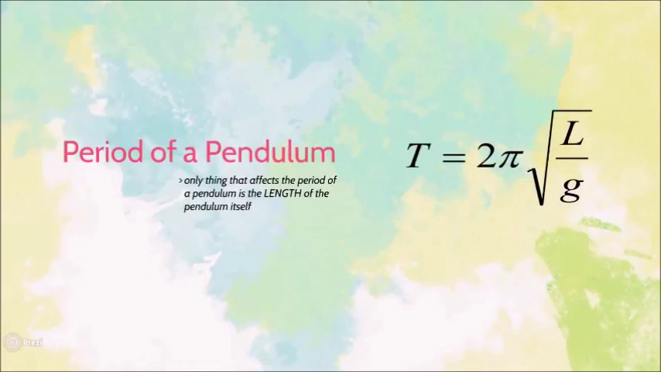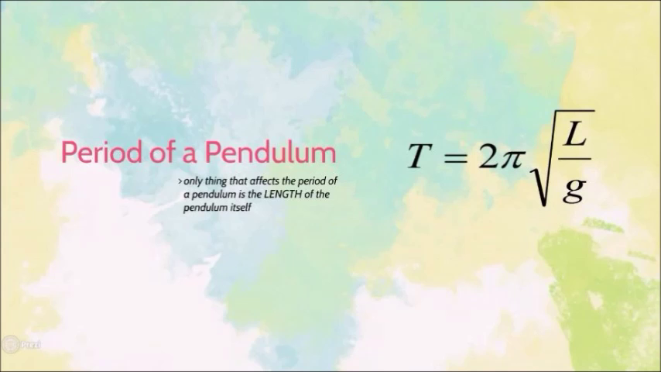Since the swing is a pendulum, we can use the period equation to find the time it takes the pendulum to return to its original location. When we look at the equation, we can see that the only factor that affects period is the length of the pendulum, since the other variables are given constants.